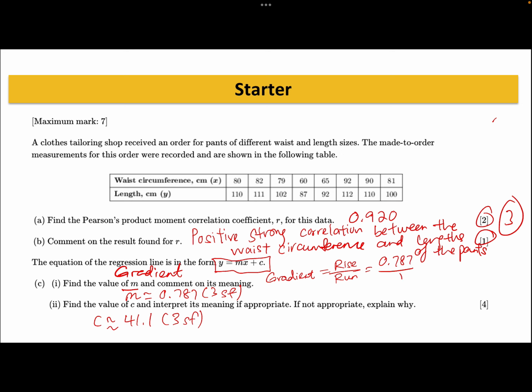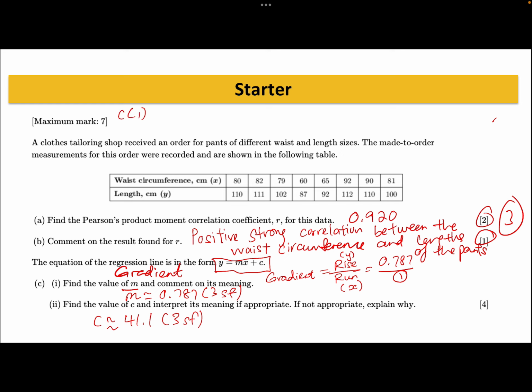We do know that the x variable is the waist circumference, so I will just put the run, which is the change in x, and the rise, which is the change in the value of y. So if you look at the numbers that we put in, we have 0.787 and 1. What does this actually imply? It implies that every 1 centimeter change in the waist circumference is going to have a change in the length of 0.787 centimeters. Alright, let's put that all in words.